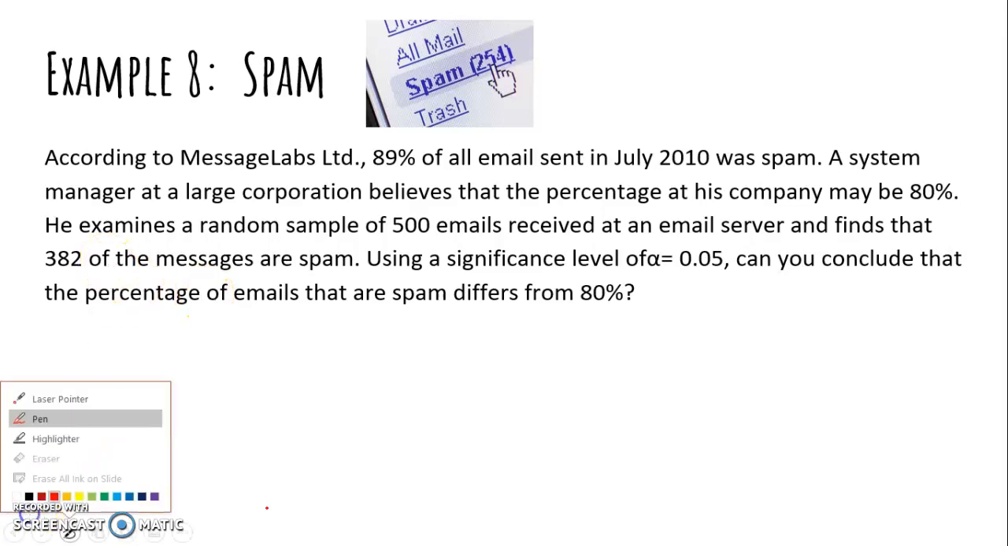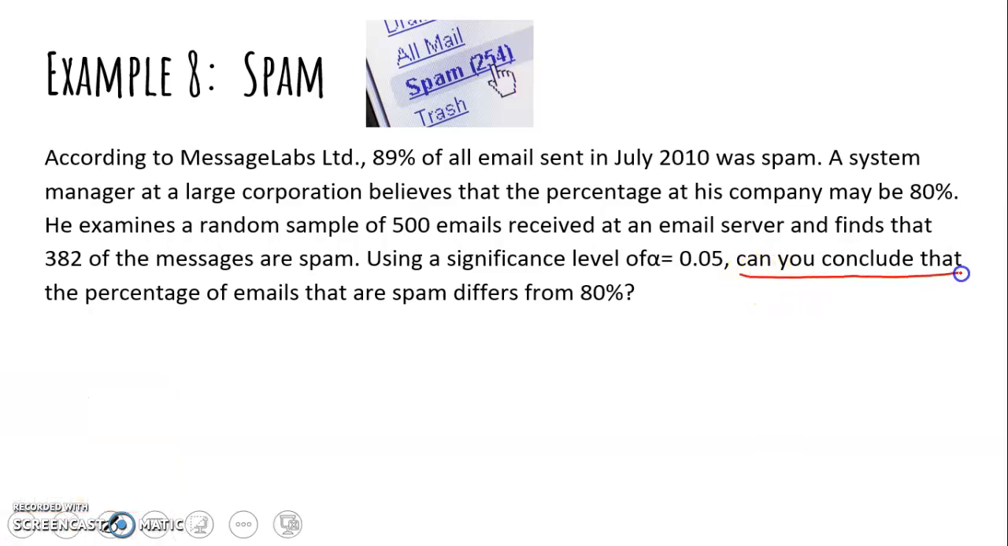Okay, so let's find our claim that we're testing. Can you conclude that the percentage of emails that are spam differs from 80%? First we need to write our null and our alternate statement. So first we have to decide, what are we testing? Are we testing a mean or a proportion? Well, they said percentage, so we're testing a percentage, but a percentage is just a proportion written in percentage form. So we want to see whether or not emails that are spam differ from 80% for this man's company.